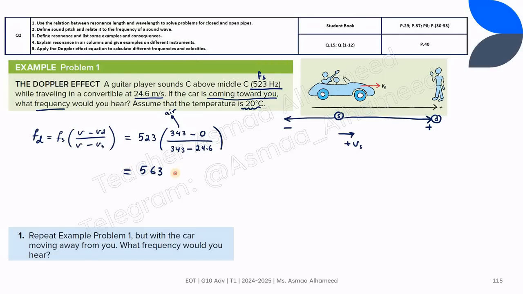Now, calculate. The answer will be 563 Hertz. Let's evaluate. The source is coming to me, so I have to hear a high pitch sound, and in my case the number is higher, so that is a correct answer.